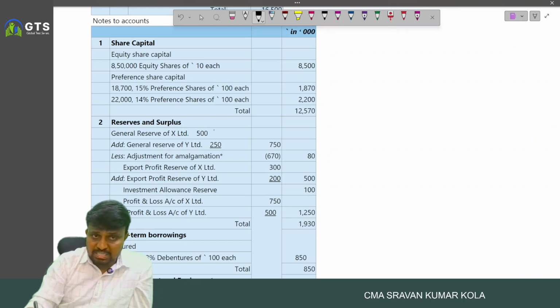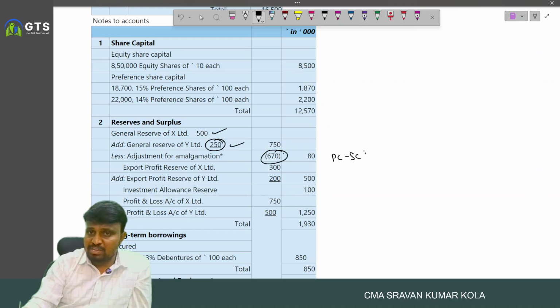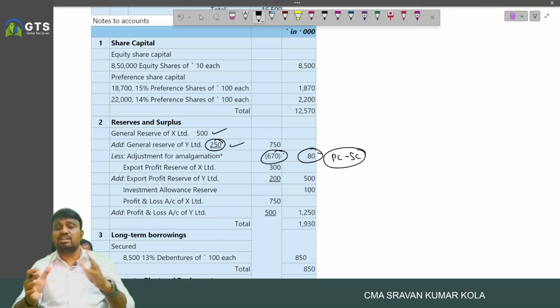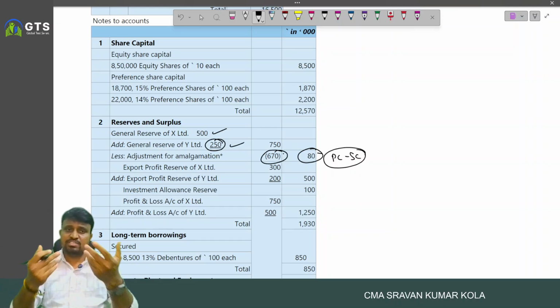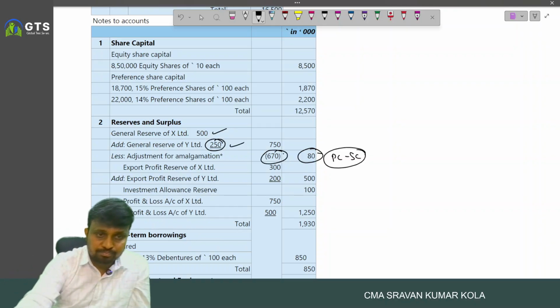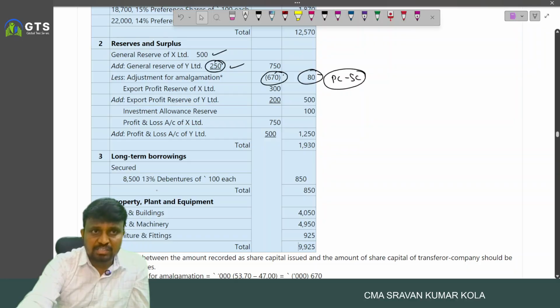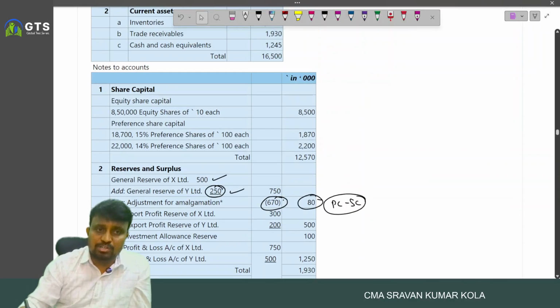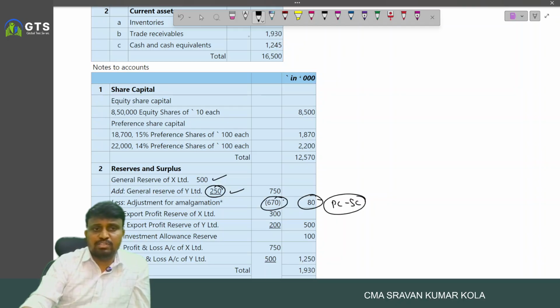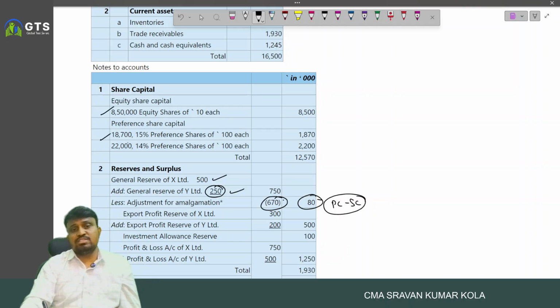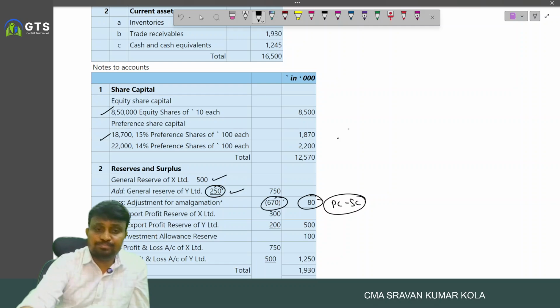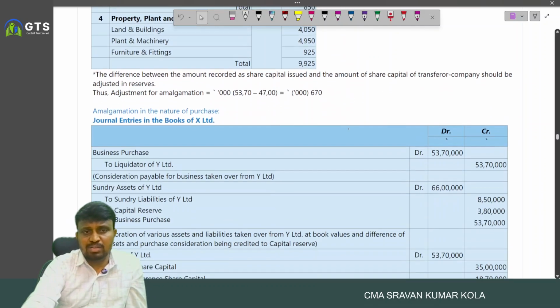If you observe here, general reserve for X Limited, Y Limited, but this one is completely abolished. 6,70,000 is the difference between PC and share capital, that is adjusted, and the remaining are all added together on a line by line basis, just what we followed in consolidation, the same thing is followed here. And share capital is required to be increased accordingly. So here 33,50,000 equity shares are issued, and around 18,700 preference shares are issued. And the remaining everything is added on a line by line basis.